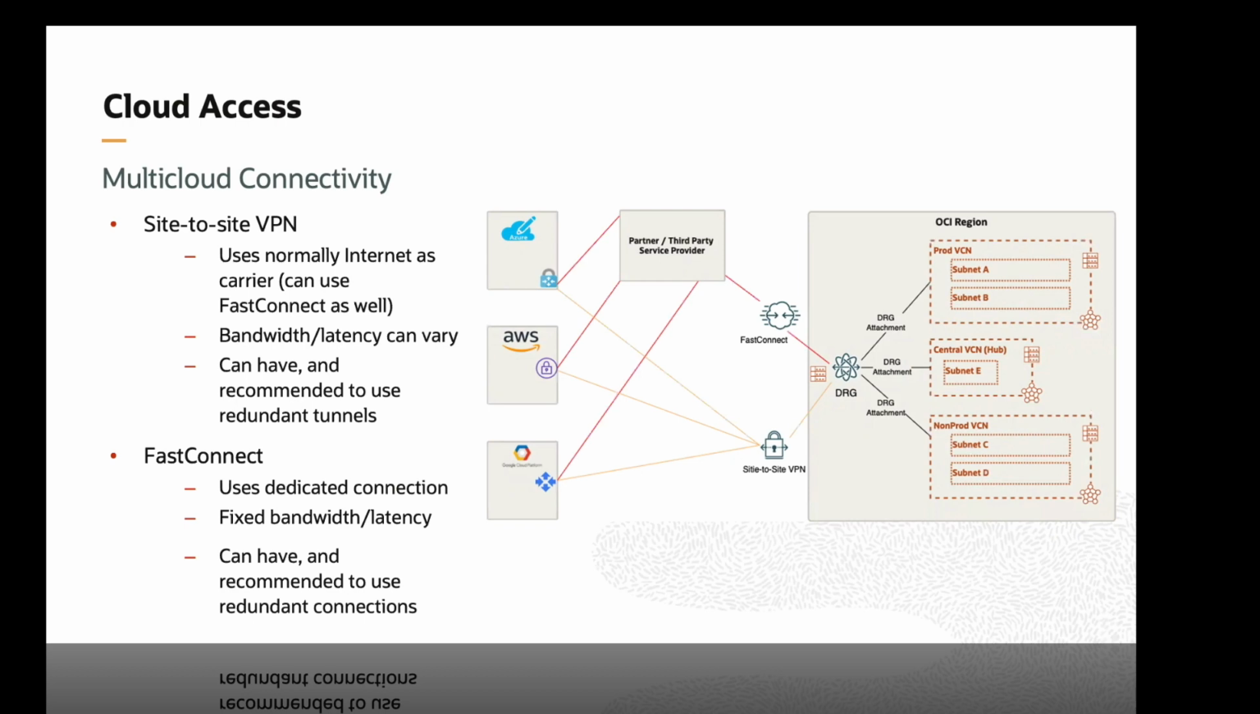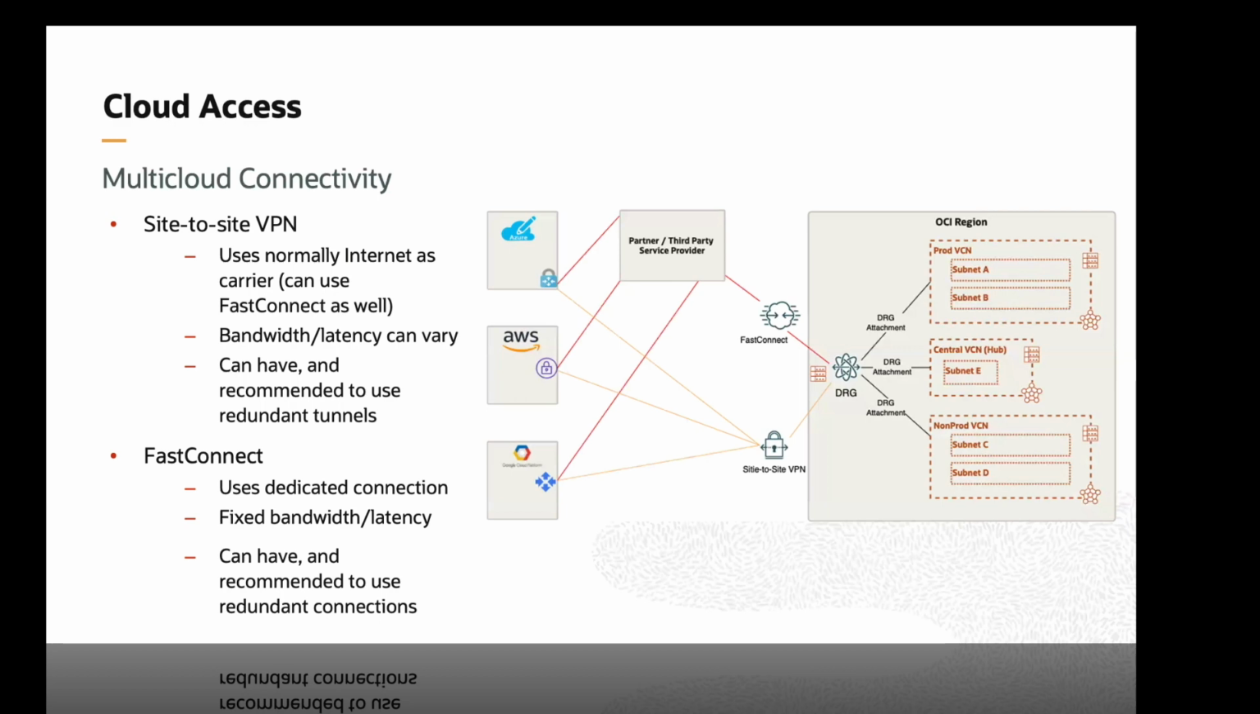OCI also provides use of dedicated connection where you can have a fixed bandwidth and a very low latency FastConnect service. FastConnect service becomes vital when running applications across the clouds, as low latency can be key for split stack application architectures.